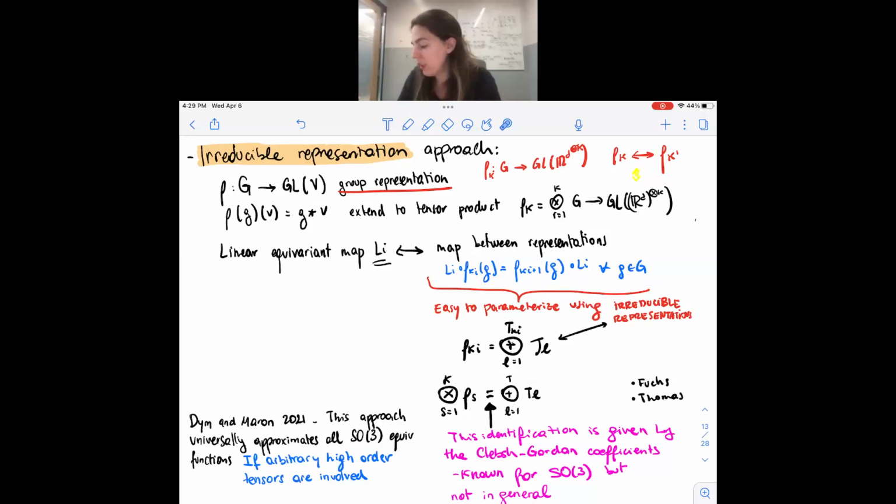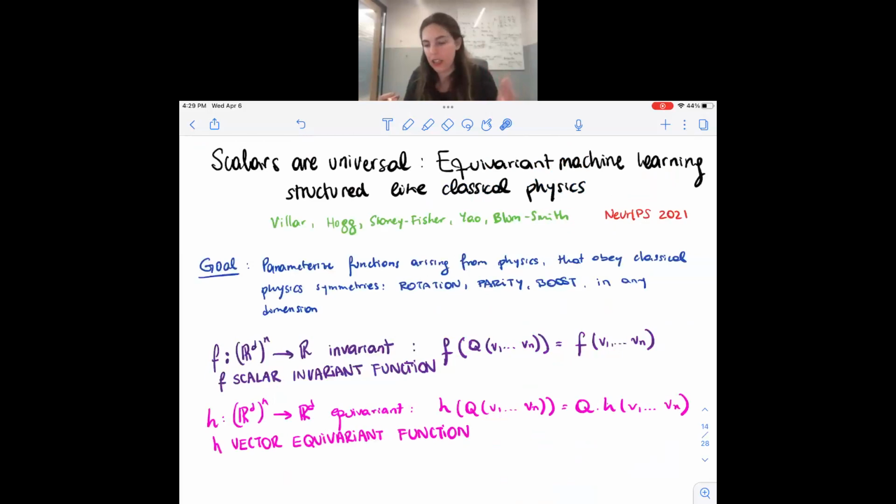What I'm going to present is my work from NeurIPS 2021, in which we solve this problem for a special set of groups: rotations, parity, and boosts in any dimension. It's a simpler idea, but it's restricted to a certain class of groups. The paper is called Scalars Are Universal: Equivariant Machine Learning, Structured Like Classical Physics. Basically the idea is that we have a function f, which takes n vectors in R^d and outputs a real output. This function is invariant with respect to, say, rotations or orthogonal transformations, etc.